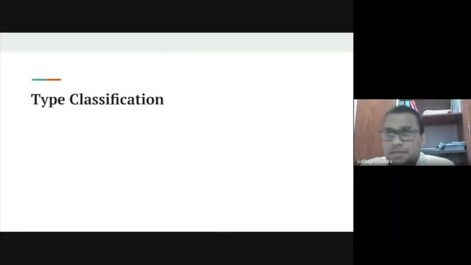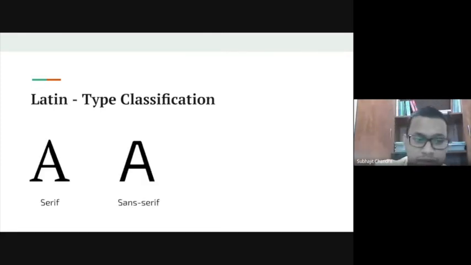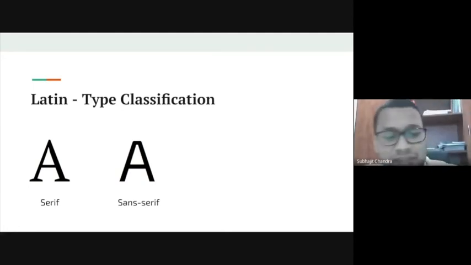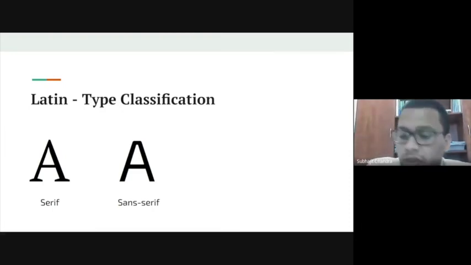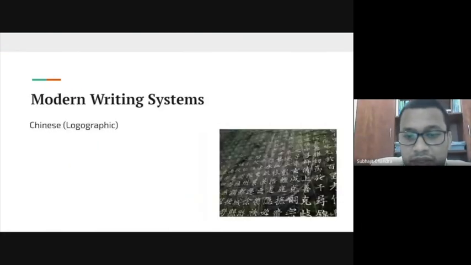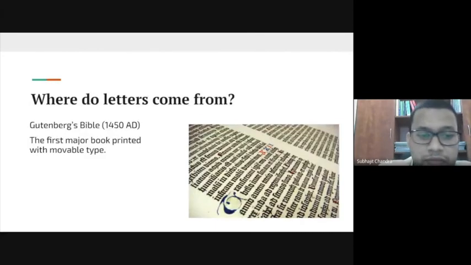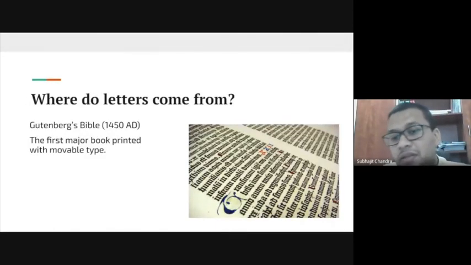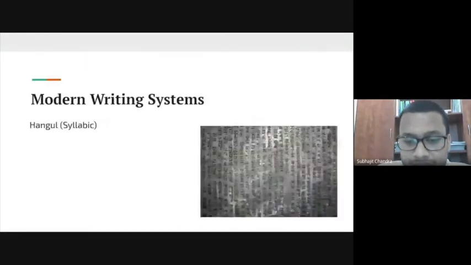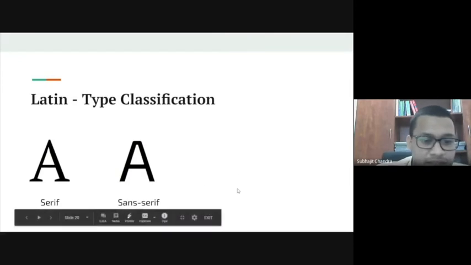Coming to type classification, as we are mostly using Latin script, how do we classify Latin? That is one of the most common questions. So there is the serif typeface and the sans serif typeface. If you see the history of Latin, or maybe the Gutenberg printing, you'll find that most of the typefaces are serif. Serif is a kind of ornamentation.